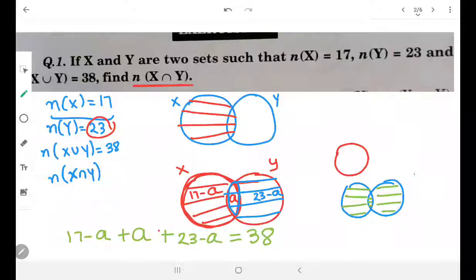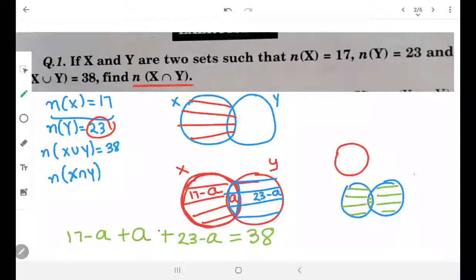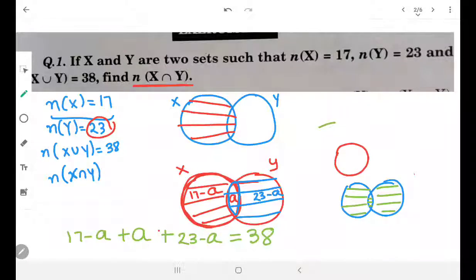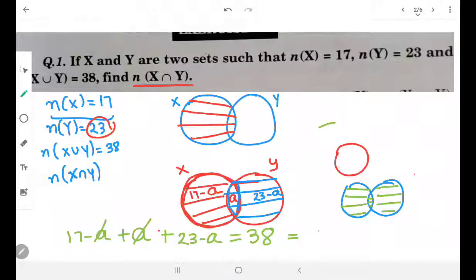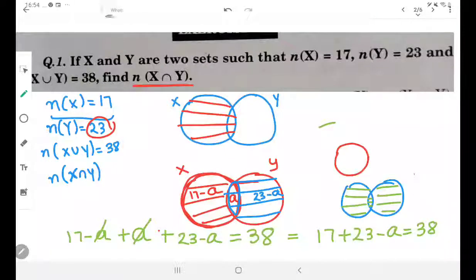Did you understand? You can do this question using the formula also, but you must understand, because the formula will not be able to solve all of your problems. You should have a deep understanding of set representation using Venn diagrams. Here a and minus a cancel, so we are left with 17 plus 23 minus a equal to 38. Okay, let's do it further. So 17 plus 23 minus a is equal to 38.